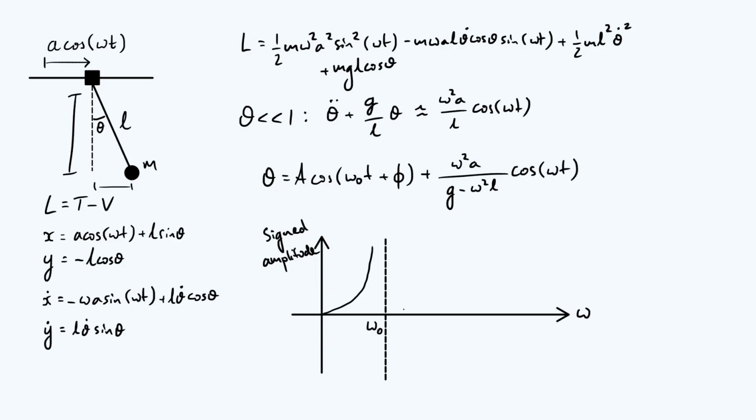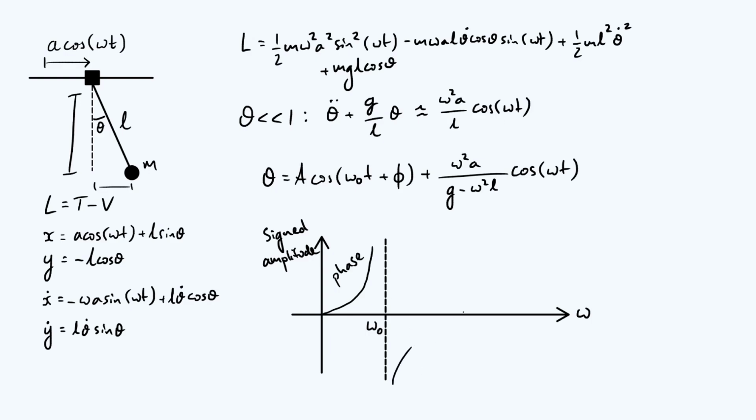So there's basically a resonance when omega is equal to omega naught, when the driving frequency matches the natural frequency of the system. I'll also point out that this quantity is positive up until omega equals omega naught, and therefore the oscillations are in phase with the driving oscillations. As soon as omega becomes bigger than the square root of g over L, the sign of the denominator, and therefore the sign of the whole signed amplitude term, becomes negative. So the graph suddenly ends up down here.